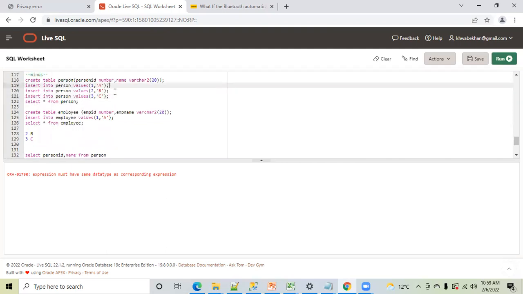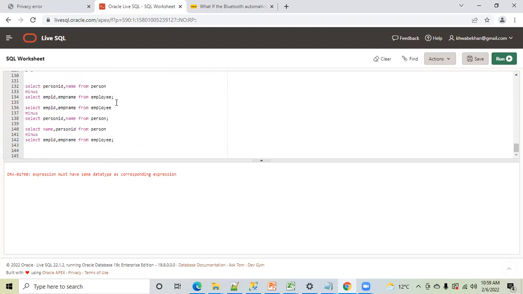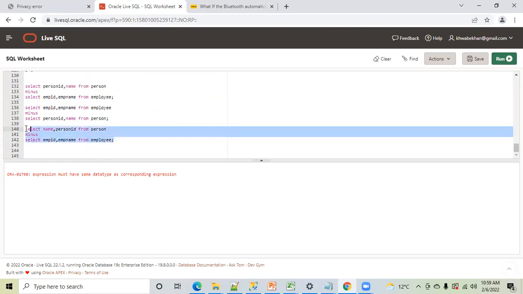Can you please repeat again? What is the exact explanation? Suppose someone asks, what is the bookish theoretical explanation we can give here? Sure, I will repeat. When I executed this query, I got this error message: expression must have same data type. That means data type must be same.